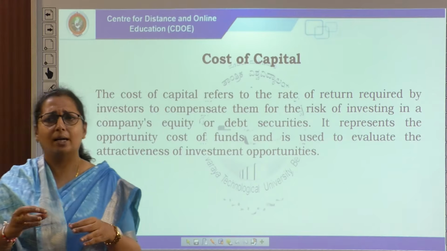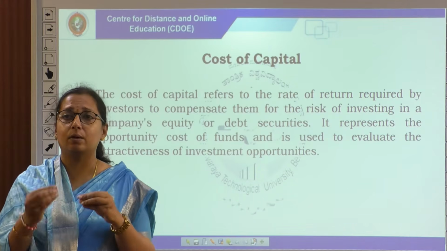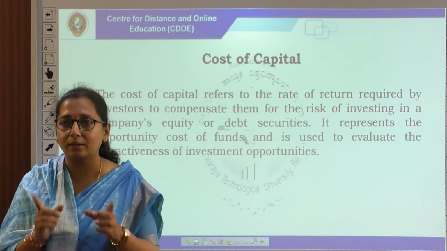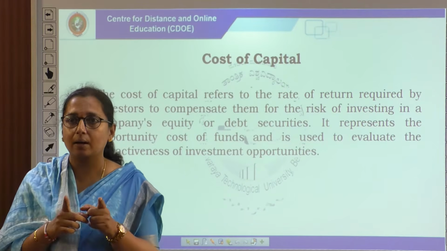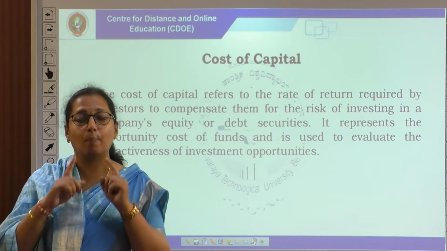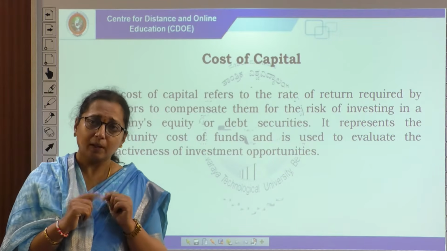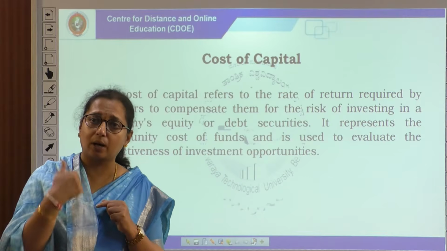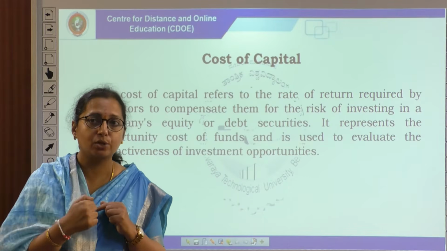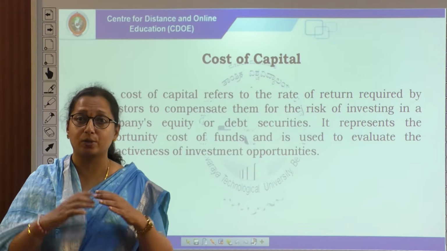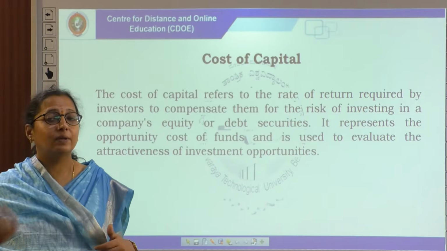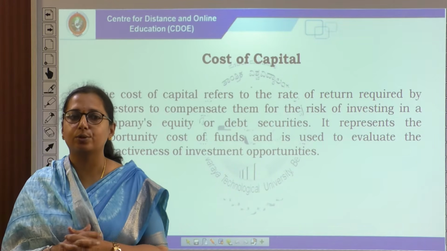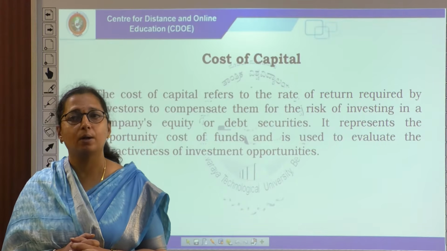It does not matter why I decided to invest only at 6.5, which is less, that is my decision. I am not thinking about increase and decrease. Both are government based bonds, and I have an opportunity to invest at 7% also or 6.5, but I chose to invest at 6.5%. So, I forego the opportunity of investing in the other alternative, which is referred to as the opportunity cost of funds, and it is used to evaluate the attractiveness of an investment opportunity.